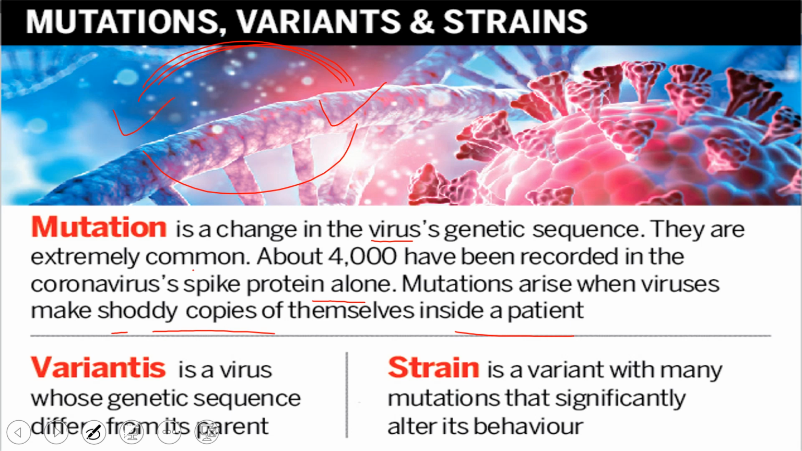So there are two specific terms you might have heard about: variant and strain. A variant is a virus whose genetic sequence differs from its original parent strain. A strain is a variant with many mutations that significantly alter its behavior. So whenever we have an organism, a virus or a bacteria with different genetic material, we call it a variant. And when many variants arise and that affects its properties, its function, its behavior, that is called a strain.